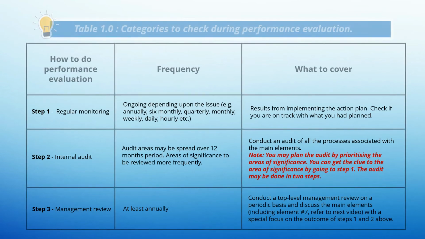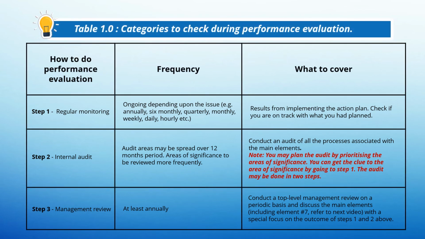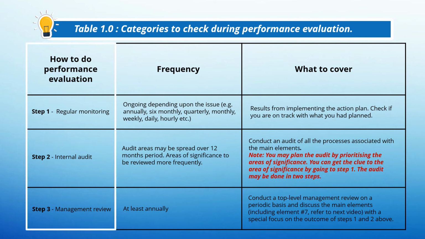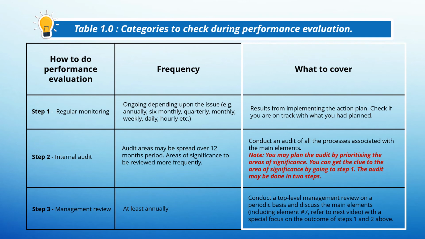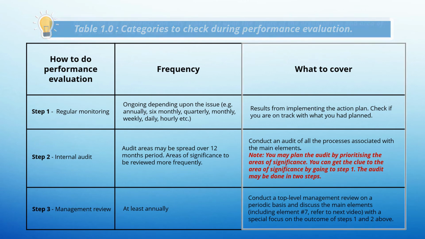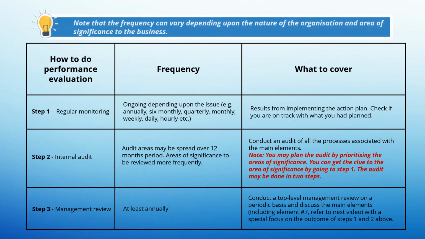Refer to the following table and check what to do under each of the categories. I have also provided some guidance on the frequency of each step. The left column in the table shows the steps involved in the performance evaluation as discussed earlier. Middle column shows examples of frequency, that is how often the process under each step will be carried out. And the right column indicates what to cover at each step. Note that the frequency can vary depending upon the nature of the organization and area of significance to the business.